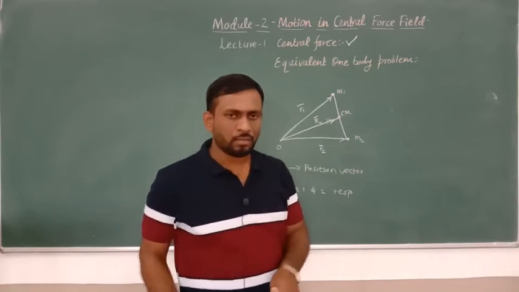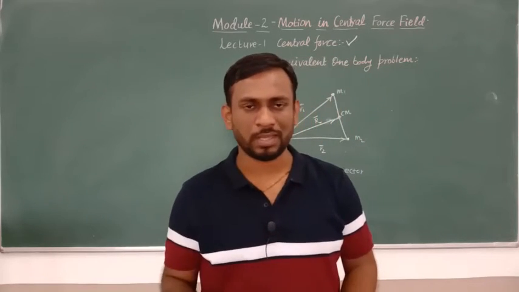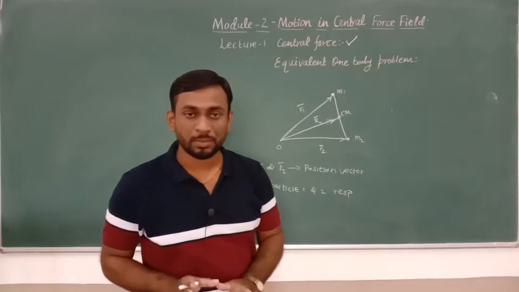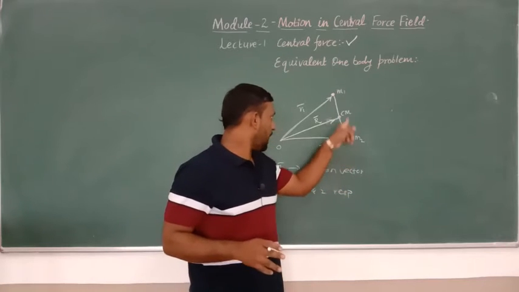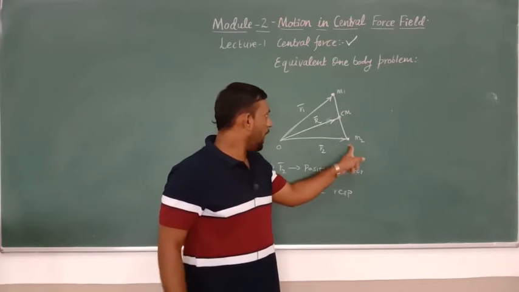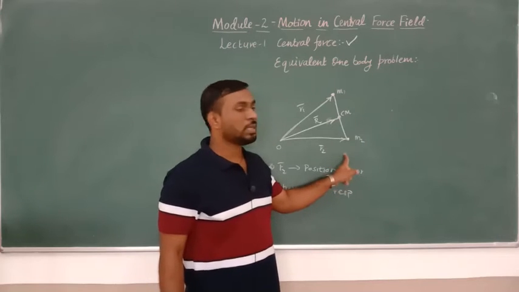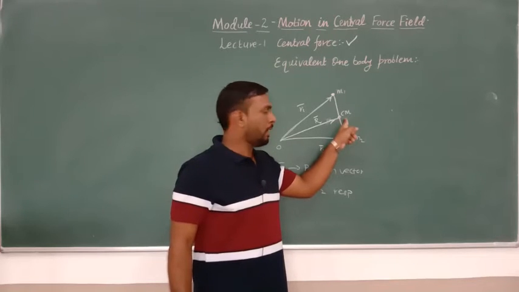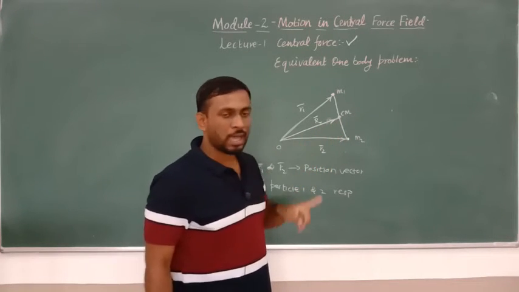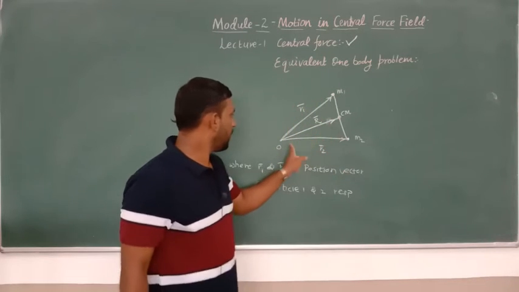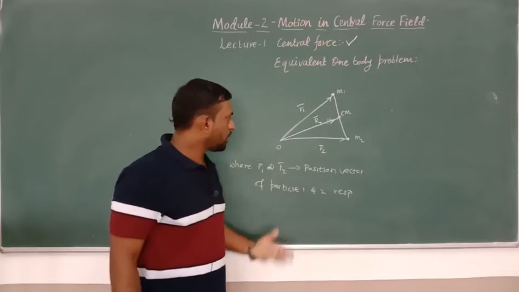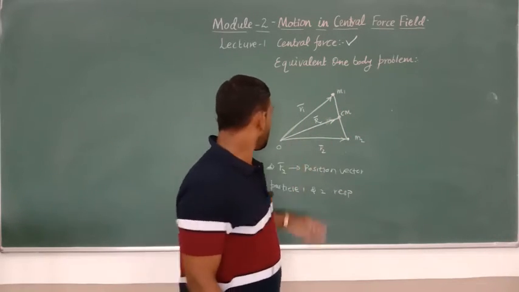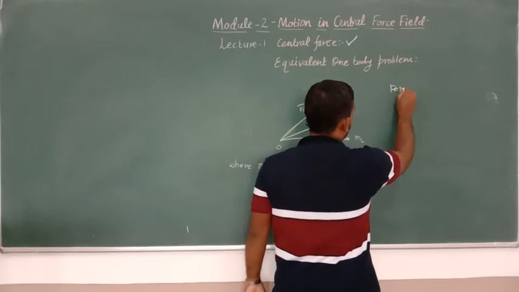If you have n particles, again you can find the center of mass by making a similar arrangement: the point where the whole mass of the body is supposed to be concentrated. Here, combining masses m1 and m2, we have this point, which we denote as CM, the center of mass, and r bar is the position vector of the center of mass with respect to origin O.